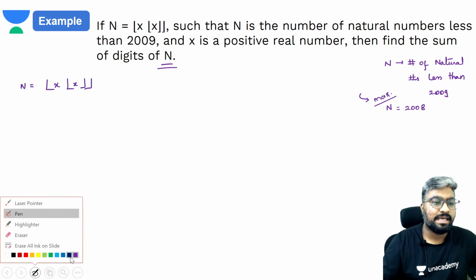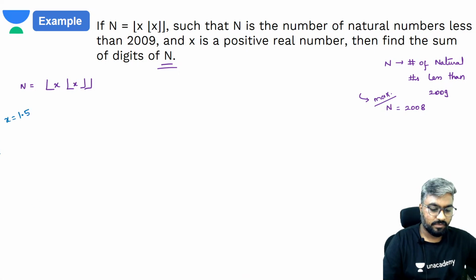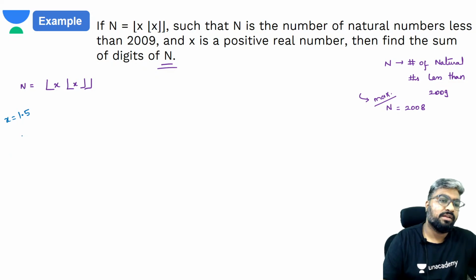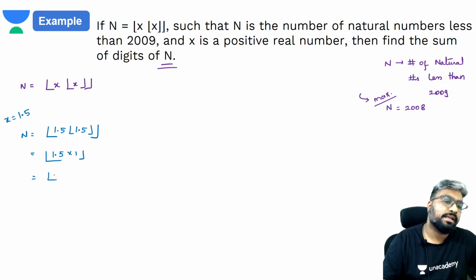So I'll give you a taste of it. If I say x is 1.5, then what is n? Greatest integer of 1.5 into greatest integer of 1.5 का greatest integer. तो ये क्या हो गया? Greatest integer of 1.5 into 1, है ना. This is what? Greatest integer of 1.5, which is nothing but 1.